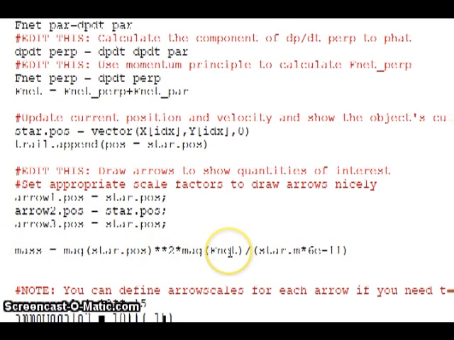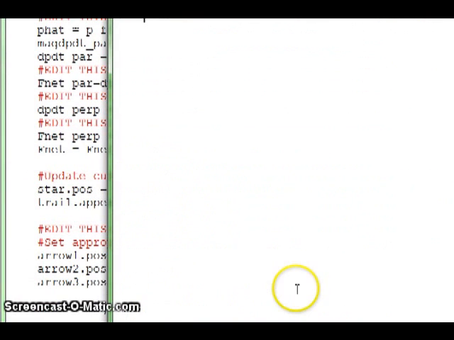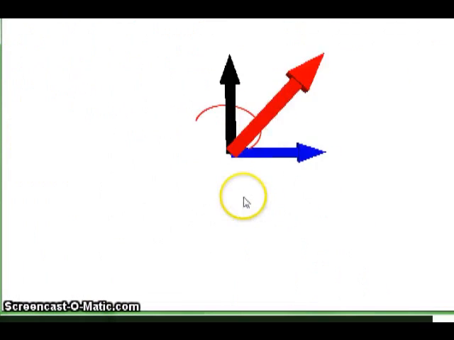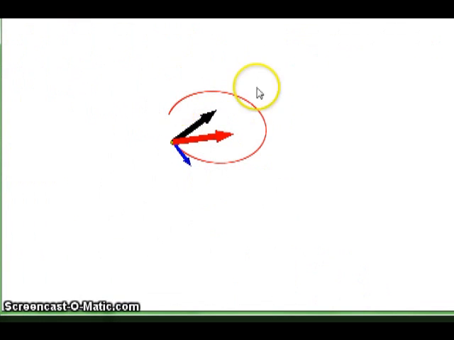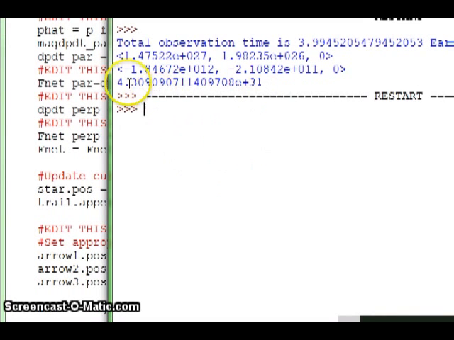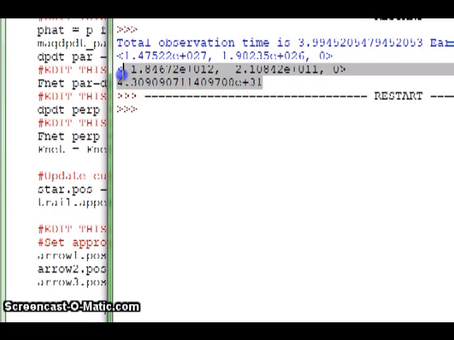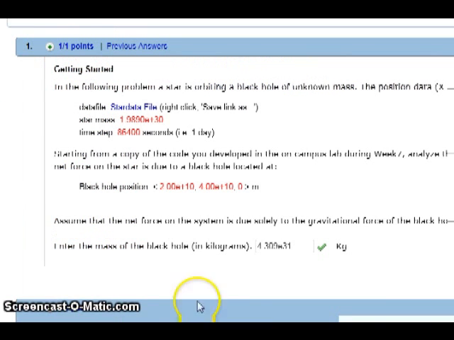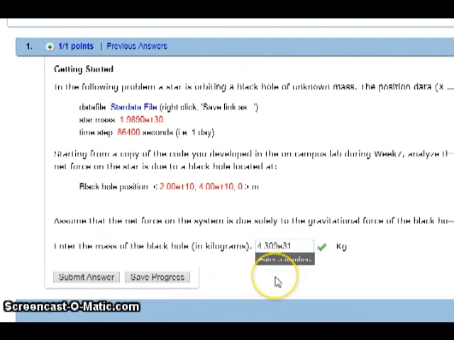When I ran my code to find the mass of the black hole, as you can see here, this is the motion of the star orbiting the black hole. I found that the mass of the black hole was 4.309 times 10 to the 31st kilograms, and that's the last line of the results. And when I checked on Webassign for my answer, that turned out to be right, so it showed that my computer model correctly matched what was supposed to happen.